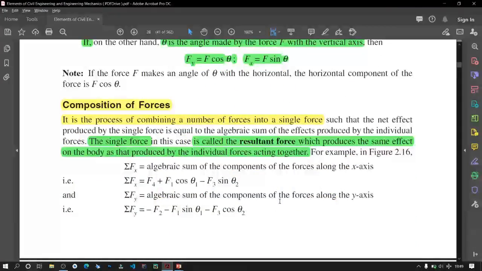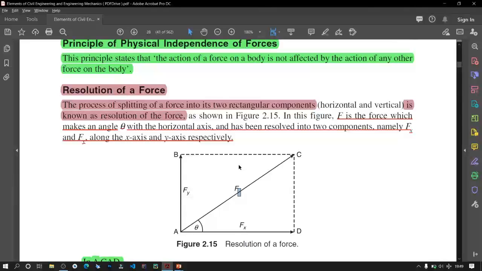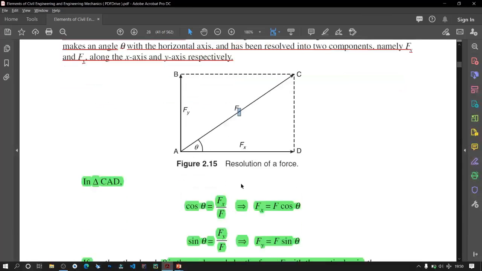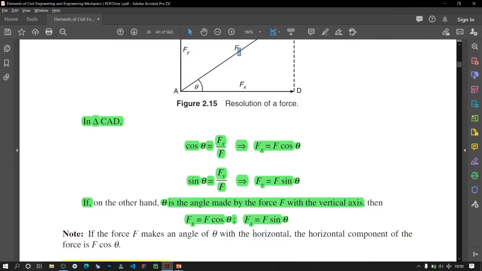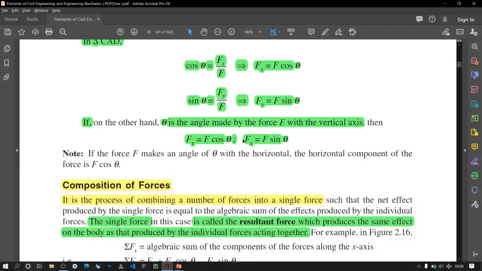So resolution of forces is this: the process of splitting a force into two rectangular components is known as the resolution of force. Just draw the diagram, and these two lines would be enough. I don't think the rest is important, it's written above also.